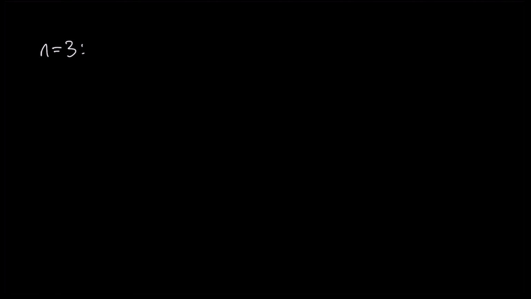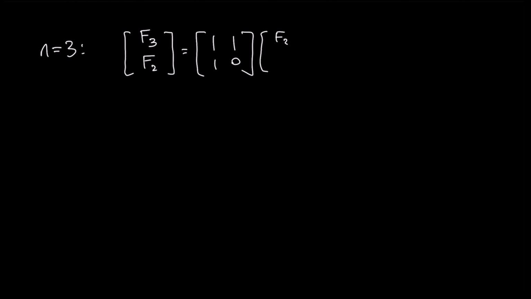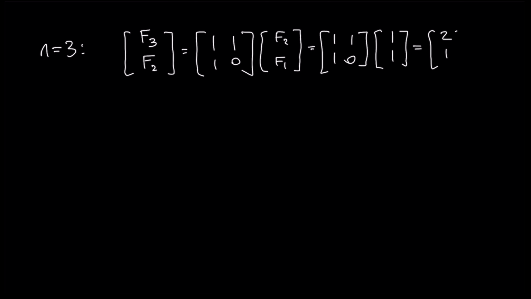So for n equals 3, we have the column vector f3, f2 equal to the matrix 1, 1, 1, 0 times the column vector f2, f1. And f2 and f1 are defined to be 1 in the Fibonacci sequence. So we can turn this into the 1, 1, 1, 0 matrix multiplied with 1, 1. And that gives us 2, 1, which is what we hope to get, because we know the third term in the Fibonacci sequence is 2 and the second term is 1. So far so good.